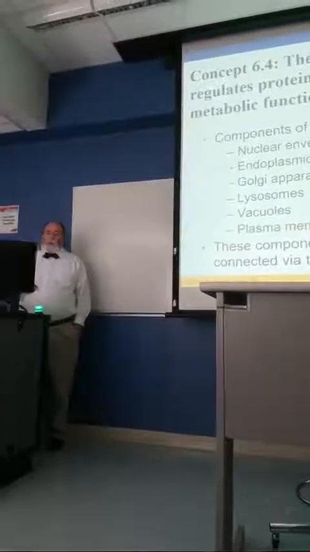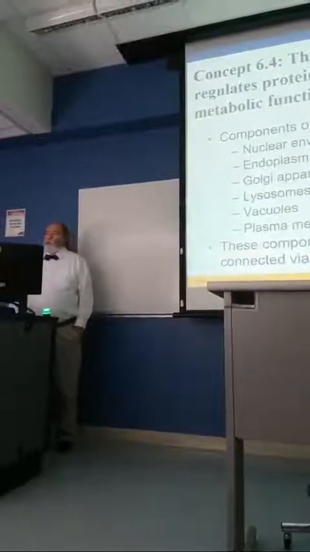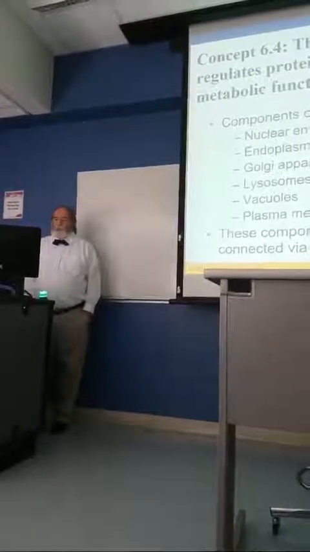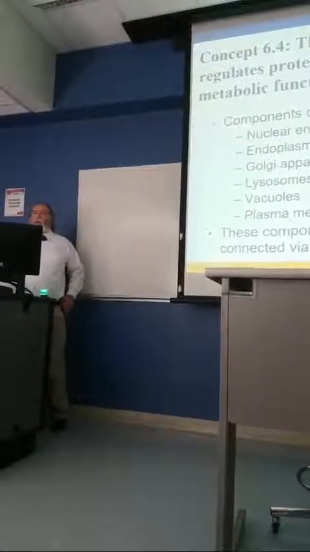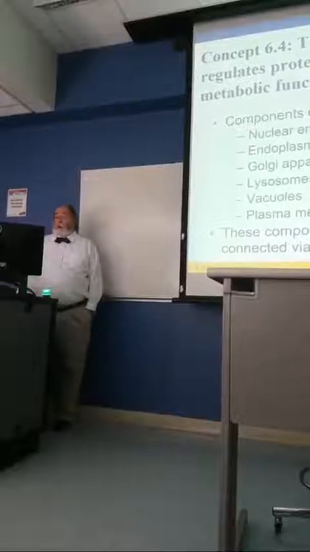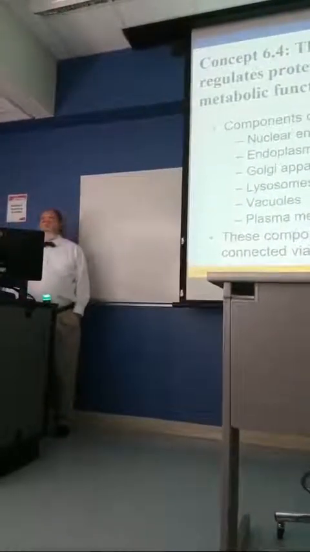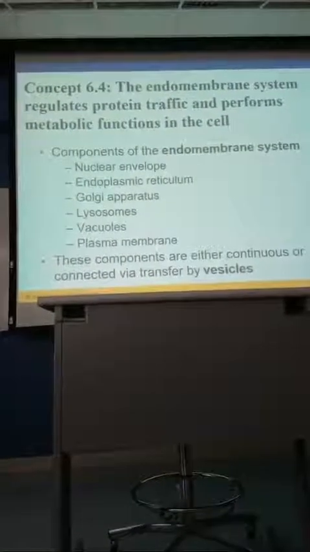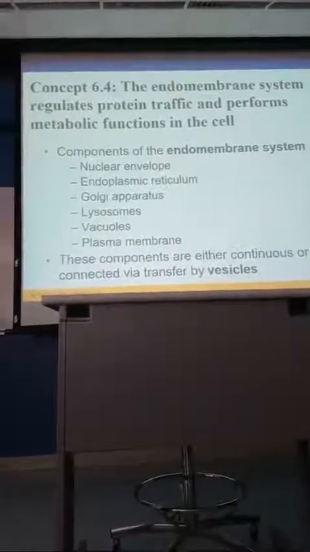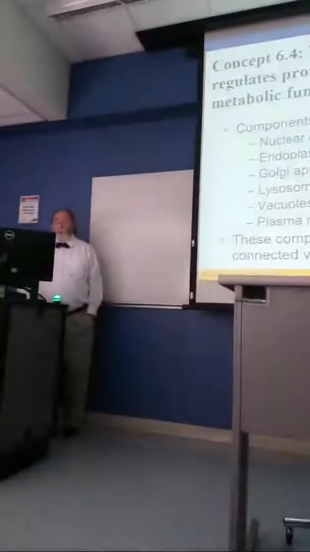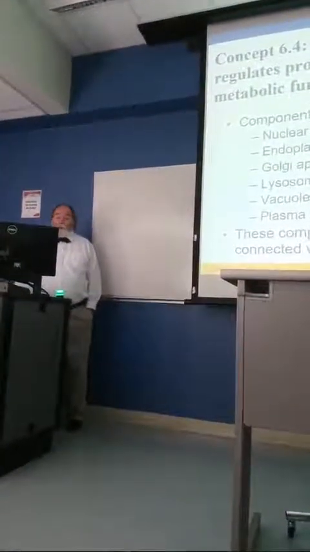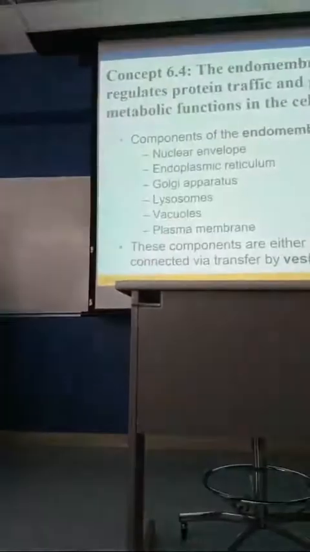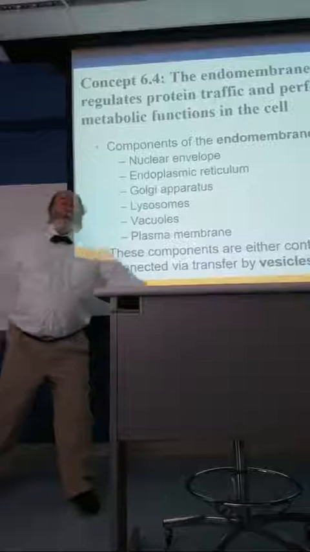Endomembrane system is another system that's important. This is the way cells communicate. These are the membranes within the cell. Remember we said prokaryotes don't have these membranes, eukaryotes do. These are the parts that make it up. The nuclear envelope contains genetic material. Endoplasmic reticulum packages proteins to be moved.